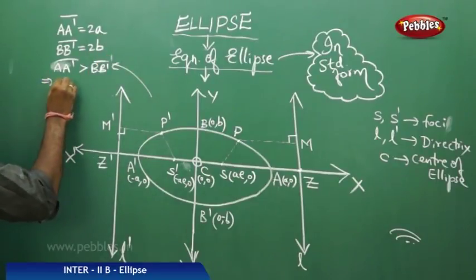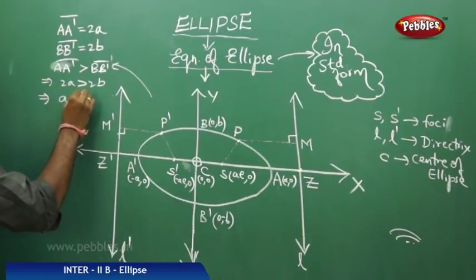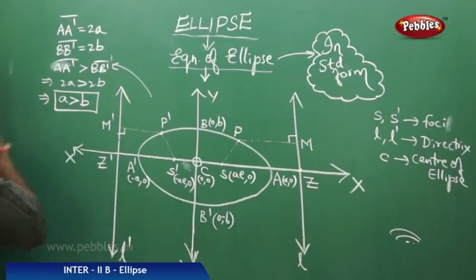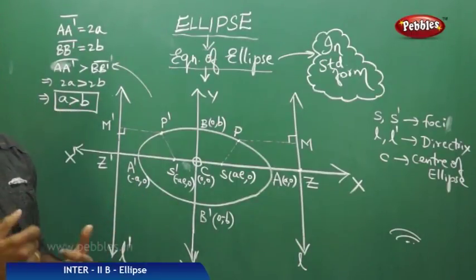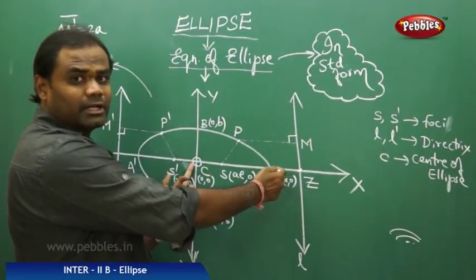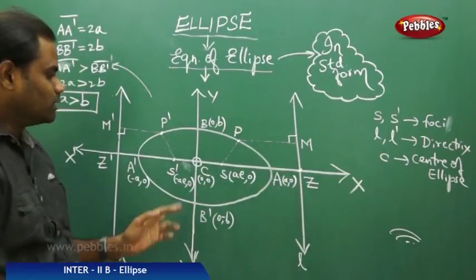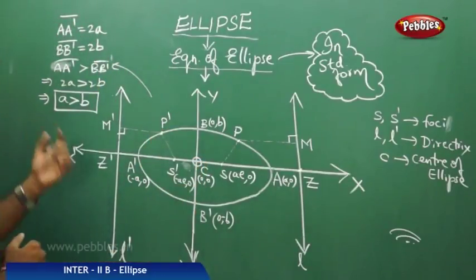That implies 2A is greater than 2B. That implies A must be greater than B. So for this kind of an ellipse, A must be greater than B is how we understand. So A is greater than B, as can be clearly seen in the diagram where this is larger than this distance out here. So A greater than B for this ellipse.